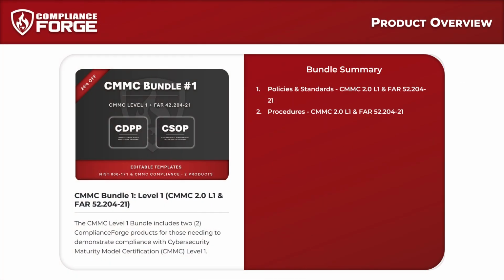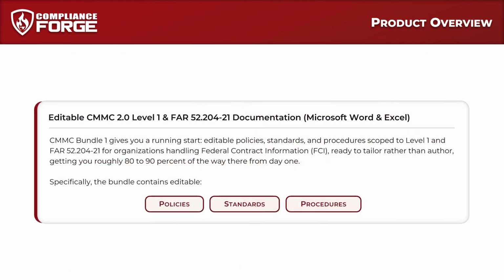The CMMC Level 1 bundle includes 2 ComplianceForge products for those needing to demonstrate compliance with CMMC Level 1. It is a one-time purchase of $3,000, with email delivery within 1 to 2 business days. If a prime contractor or the Department of Defense asked you to show CMMC 2.0 Level 1 and FAR 52.204.21 compliance today, could you produce the documentation, or would you be assembling it from a blank page? CMMC Bundle 1 gives you a running start.